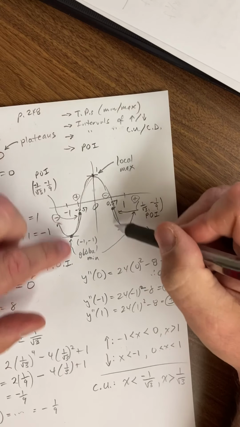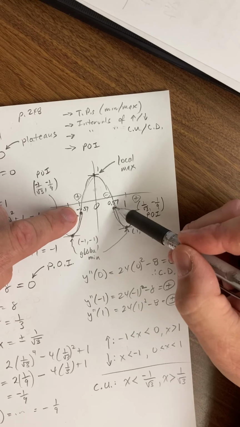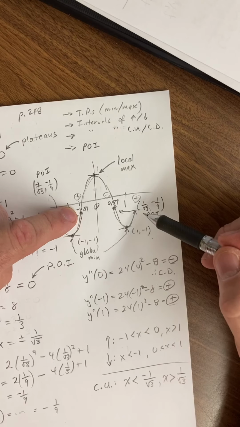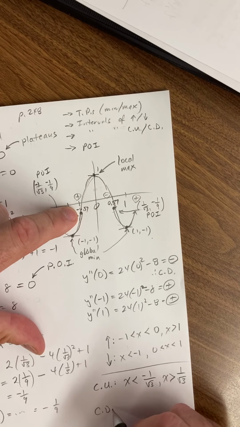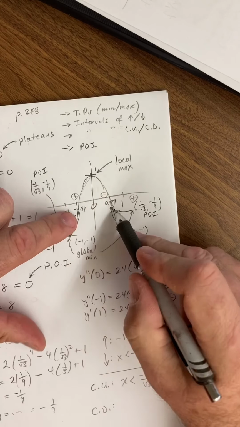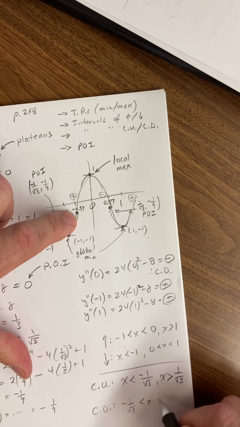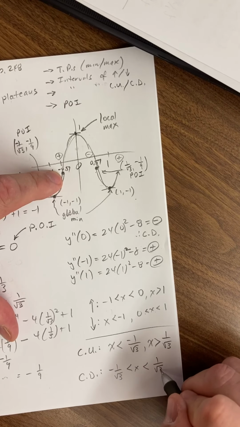Again, you have to consider where the points of inflection are, because that's where the border is between the concavities, between concave up and concave down. Okay, and then where's the concave down? Well, there's only one spot. It's actually between here and here. So it would be minus 1 over root 3 less than x less than 1 over root 3. Okay?